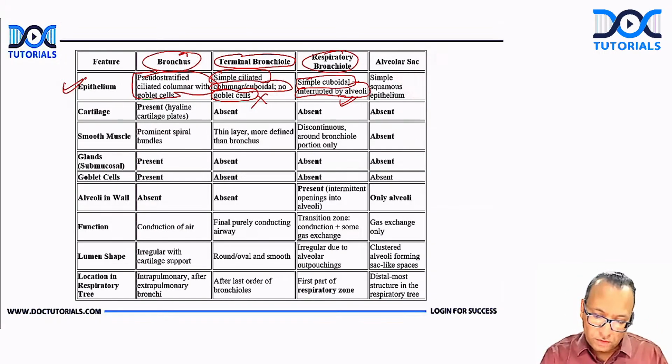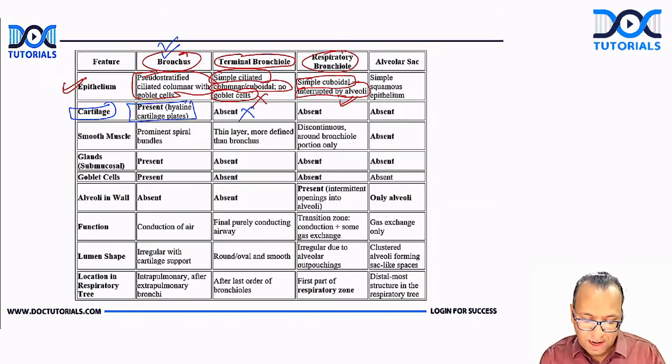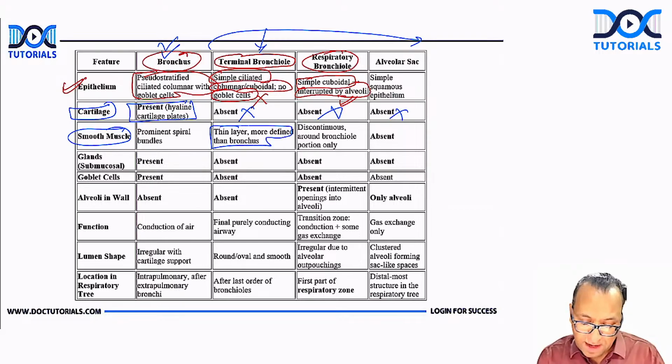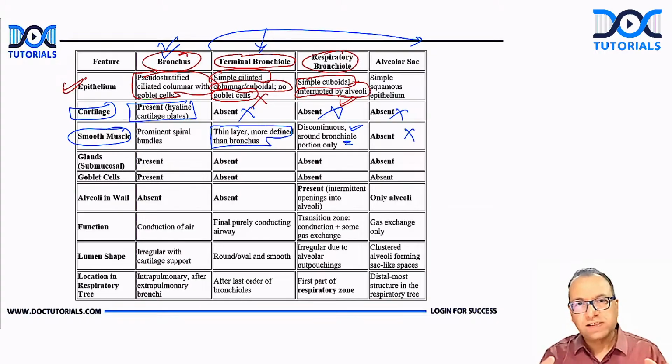If you are now looking at the cartilage, cartilage is present only at the bronchus level. Absent, absent, absent whenever you are talking about respiratory unit or bronchiole level. What about the smooth muscles? Smooth muscles are increasing, but then in terminal bronchiole, you will have more defined. And if you are talking about this respiratory bronchiole, they reduce in number. Here you don't have any. Means smooth muscles, first they increase and then they reduce in number.